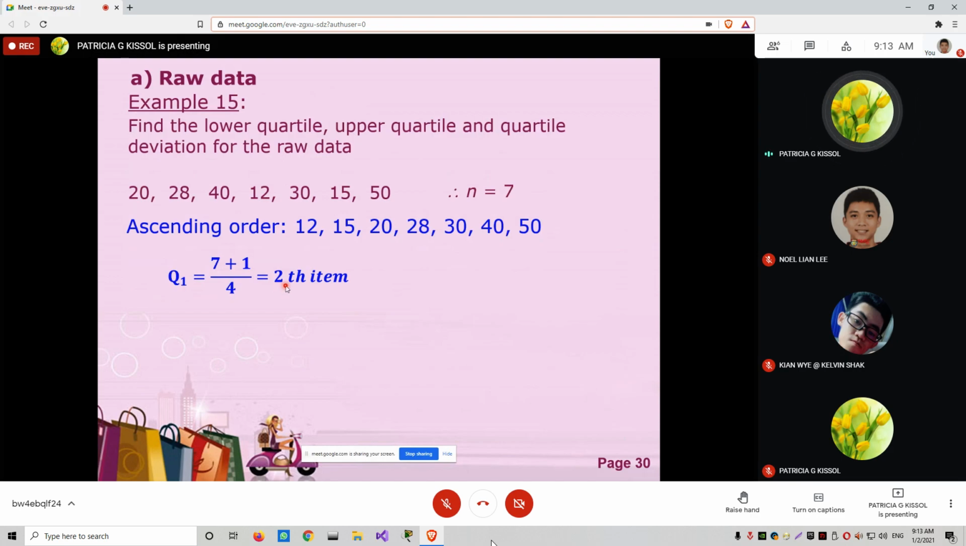Now, 2 is not your Q1, okay? Q1 is where you need to refer to the data that has been arranged and identify the second position, which is the value of 15. So that is your Q1.